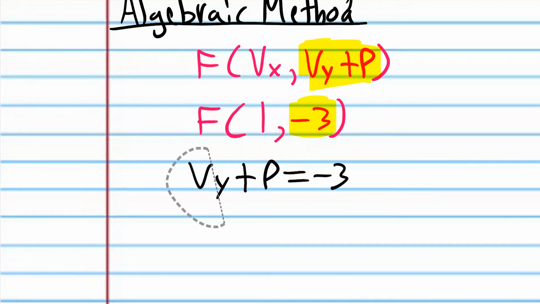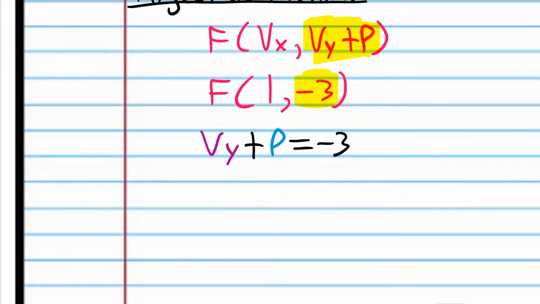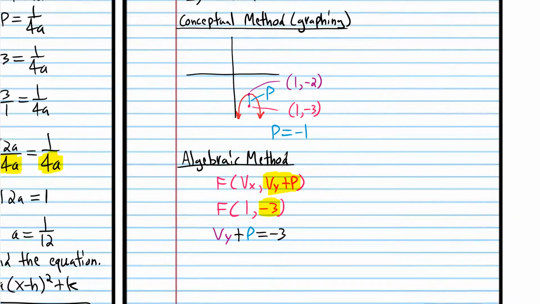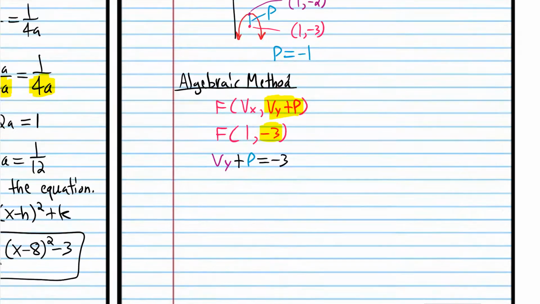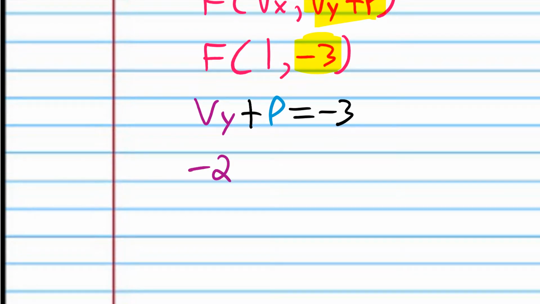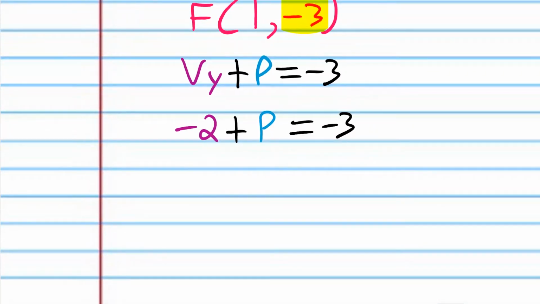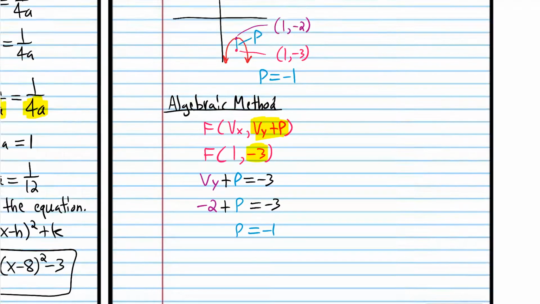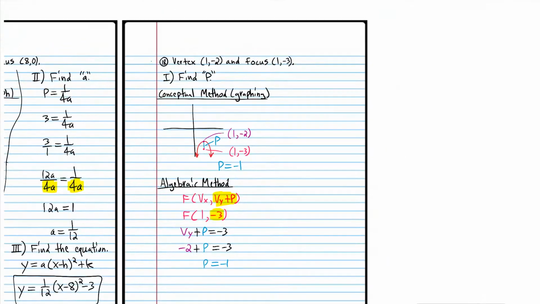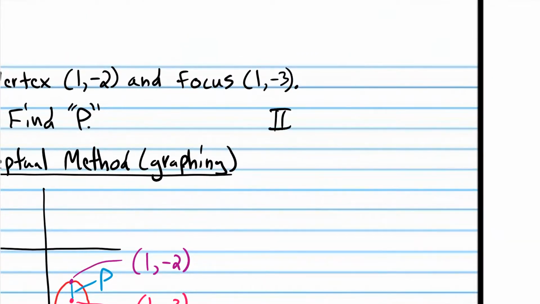So I'm going to color these real quick, if that helps. So now we just plug in the y value of the vertex, because we were given the y value of the vertex, that's -2, and then we can solve for p. So add 2 to both sides, and we get p is equal to -1. So you can see we got the same answer. All right, on to step 2. Now that we have p, we're going to use p to find a.